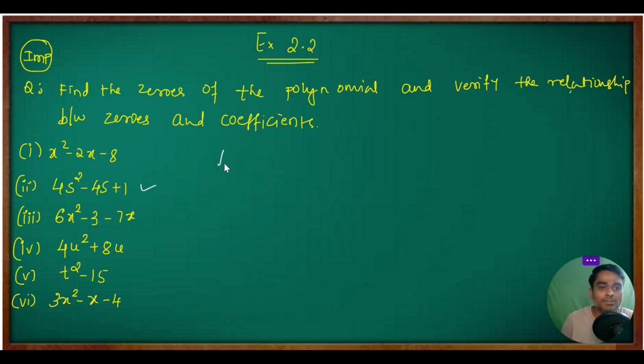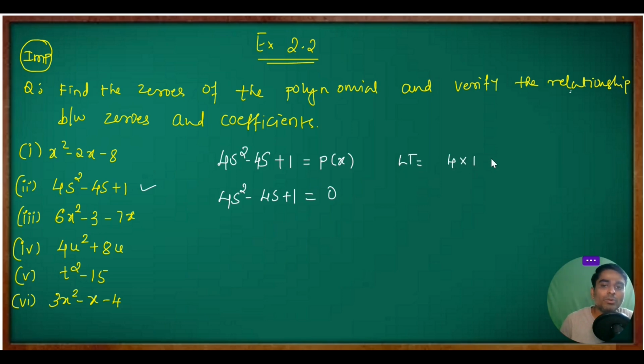So students, let's take the second question, that is 4s square minus 4s plus 1 equal to p of x. I will put 0 here. Now this turns into a quadratic polynomial equation. Let me find my last term. I will multiply 4 and 1, so I will get 4.